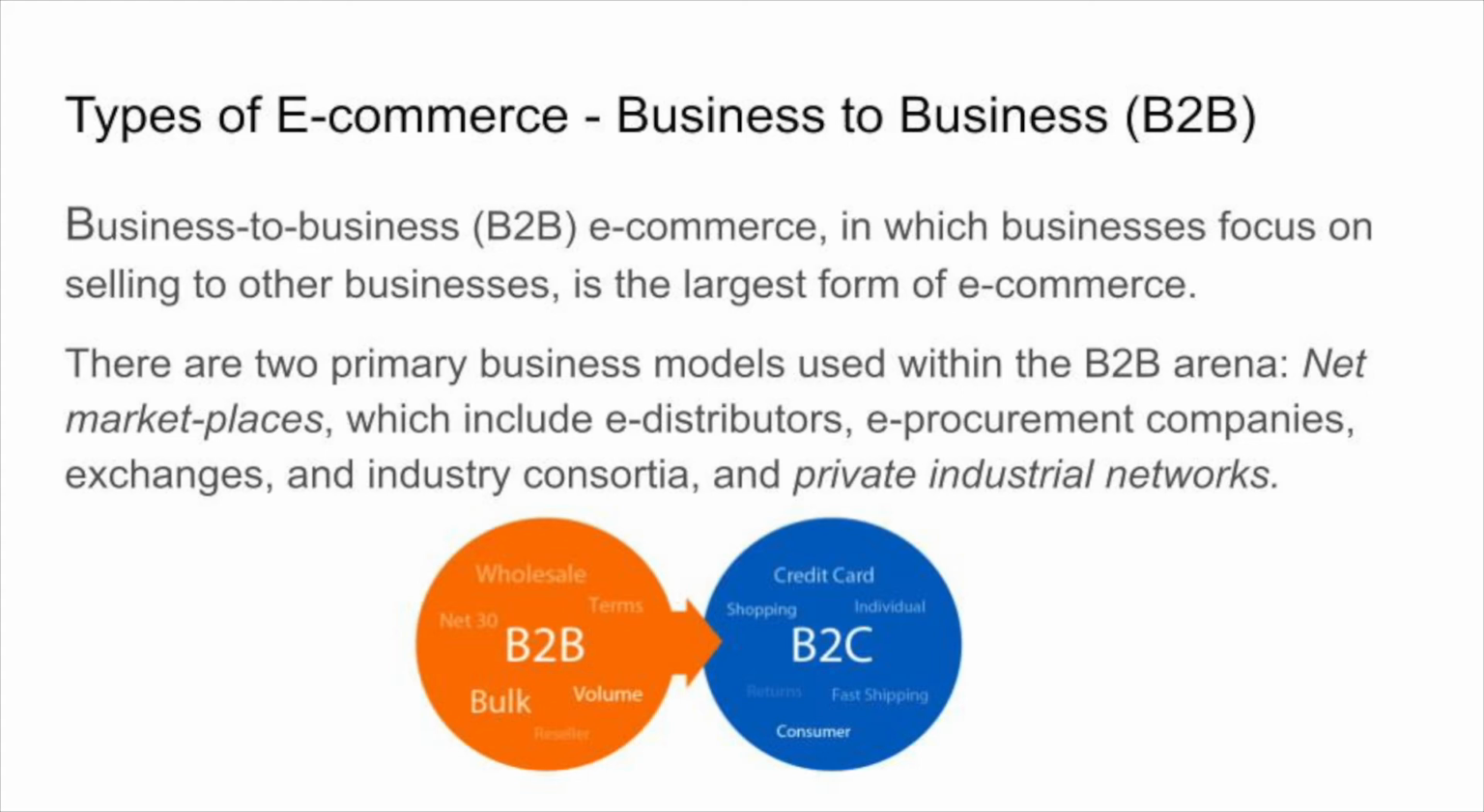And it really is the biggest form of e-commerce out there today, because businesses sell and buy huge amounts of products. There's really 2 basic business models within the B2B arena. First, there's net marketplaces. These are open marketplaces where companies can get together and make deals to buy things from one another. So e-distributors, e-procurement, that sort of thing.